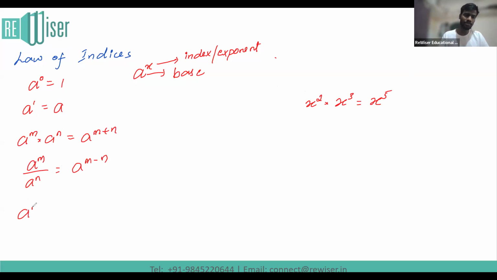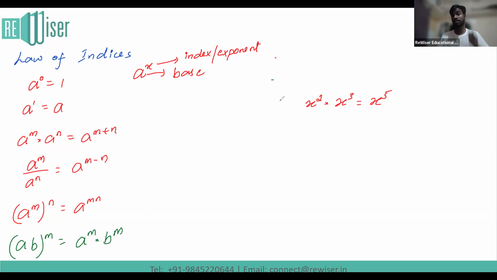Then whenever we have a power m whole power n, this can be written as a power m times n. And whenever we have ab whole power m, this power will belong to both these terms inside the parenthesis. So it's going to be a to the power of m times b power m.